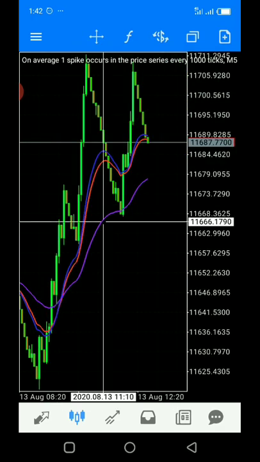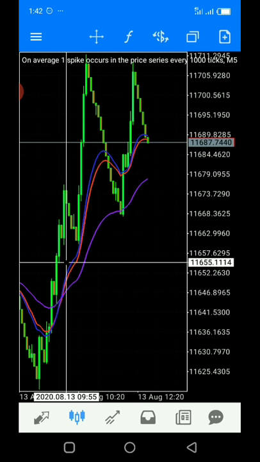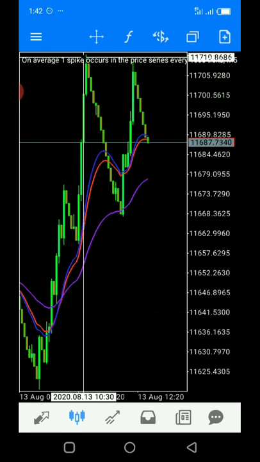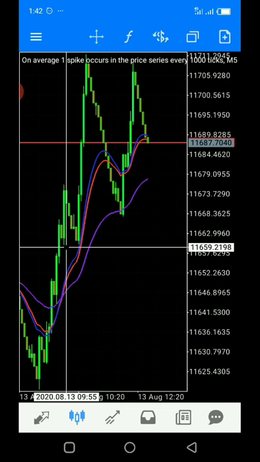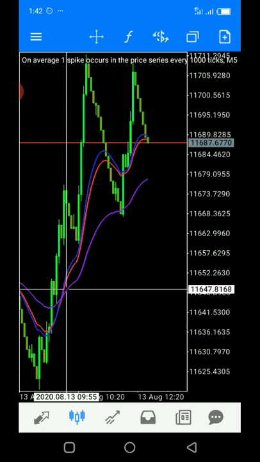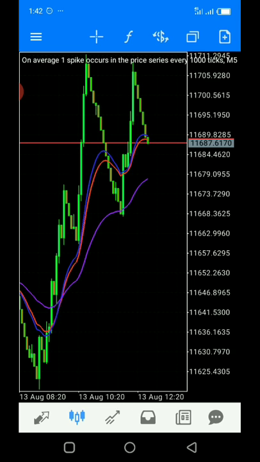And take a look at what happened here. The crossover did happen, which was a buy signal, and we saw how the market bought. The strategy told us it was going to buy. If we had entered the market right from here, we would have been in good profit. This is M5 time frame.